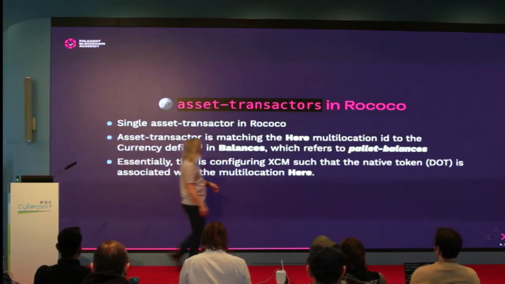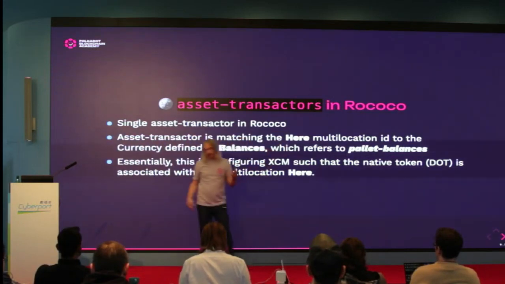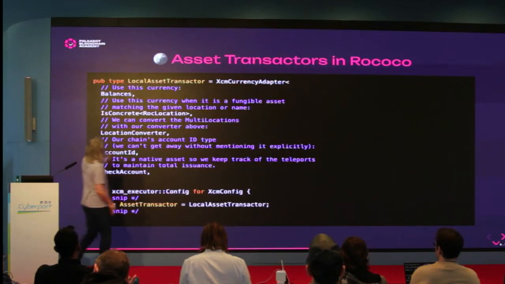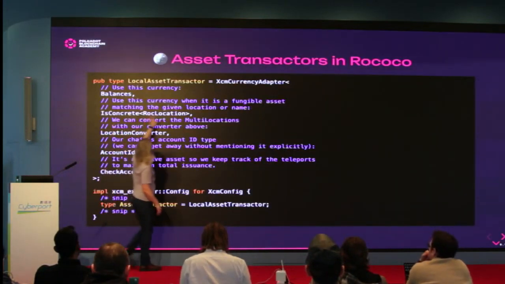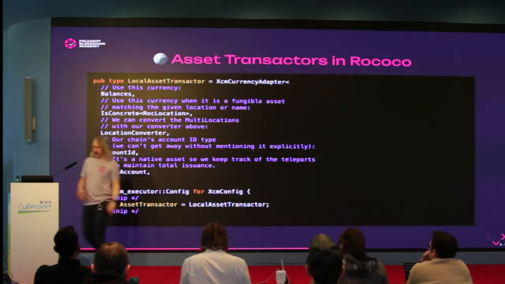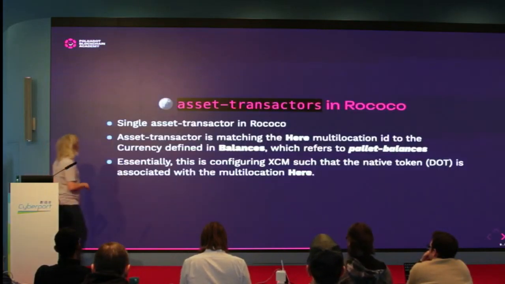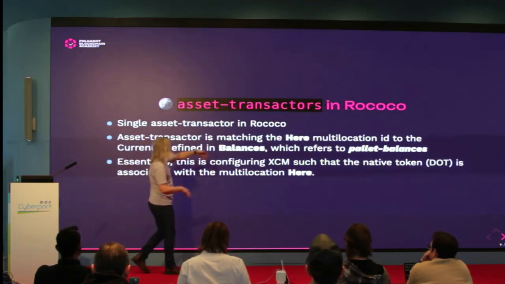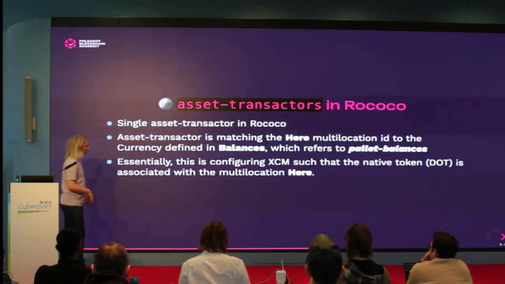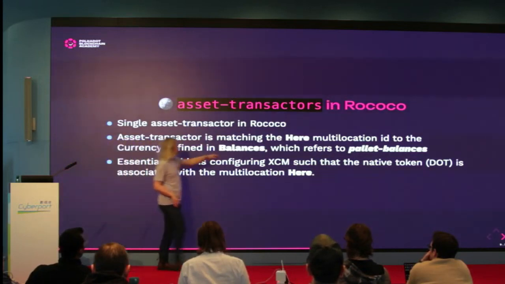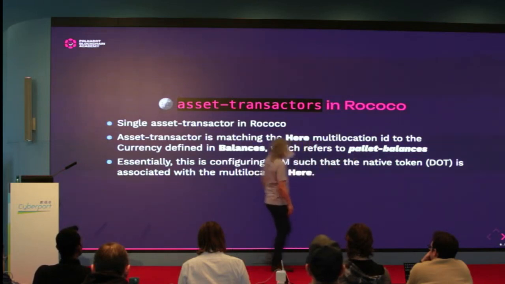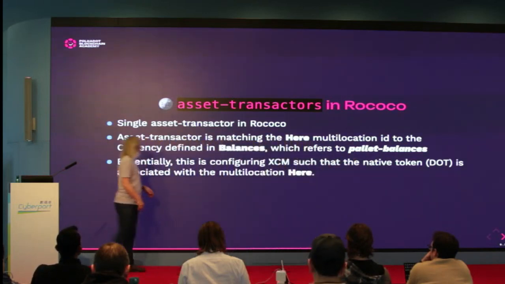We're looking for them to match the here multi-location. We know that we don't put the here, you don't see the here multi-location in there. Instead, you see this Rock location, but that's the same thing, if you remember. That's how it was defined. Ignore the is concrete. Currency defined in balances, right? Yeah, so it's just the balances pallet. It's the only one, but there's one specific instance of pallet balances.